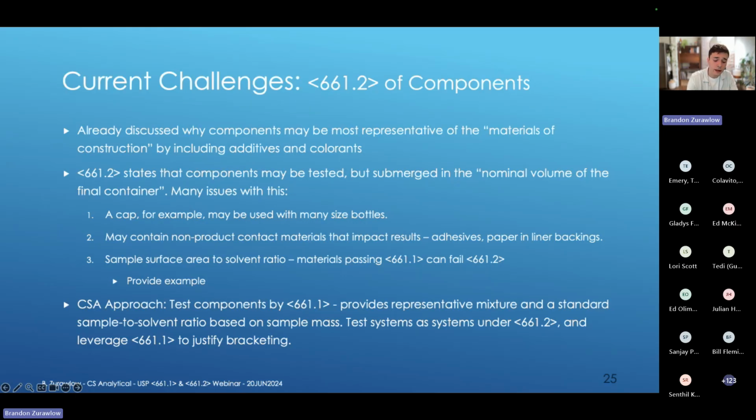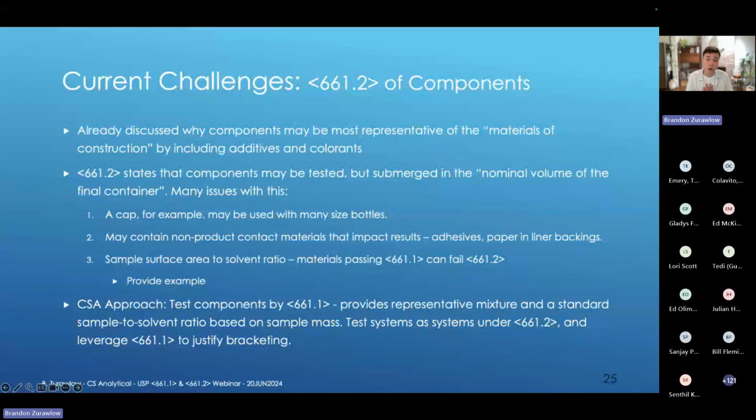And so the way that historically I have approached this, even going back to when these chapters were in PF, and still to this day, is to largely test components themselves by 661.1, especially if those components are of a single material of construction, like that HDPE from that bottle, or that polypropylene from one of the layers of a CRC cap. By doing this, we provide that representative mixture that the component possesses of the colorant and all the additives present in it, but we also provide a standard sample to solvent ratio that's based on mass.